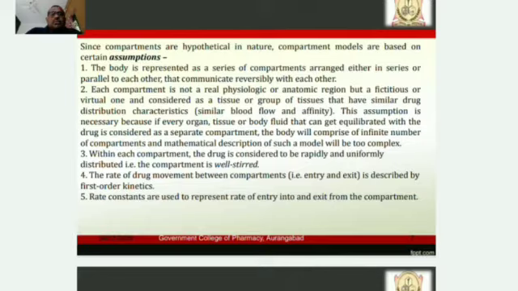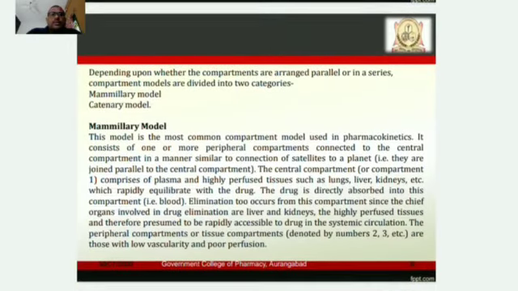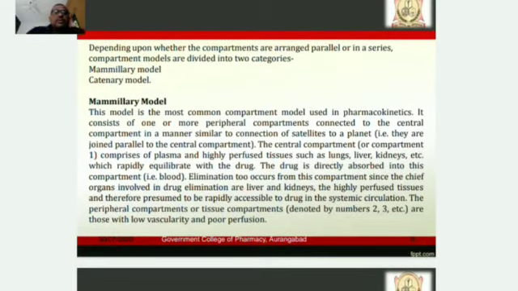Next, the rate of drug movement between the compartments is described by first order kinetics. The rate constants are used to represent the rate of entry into and exit from the compartment. Now we'll see, depending upon whether the compartments are arranged in parallel or series.